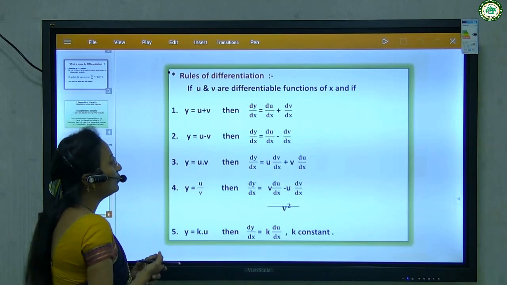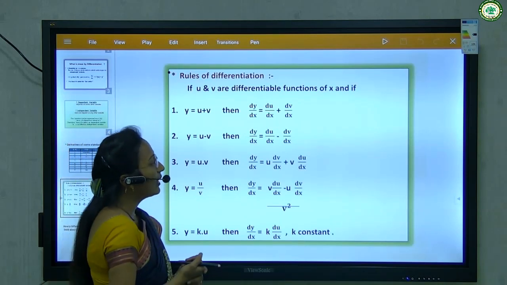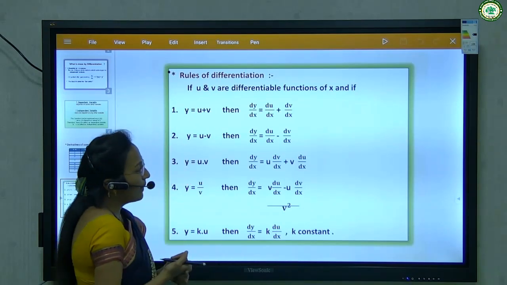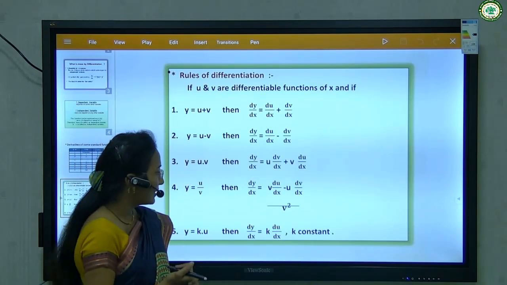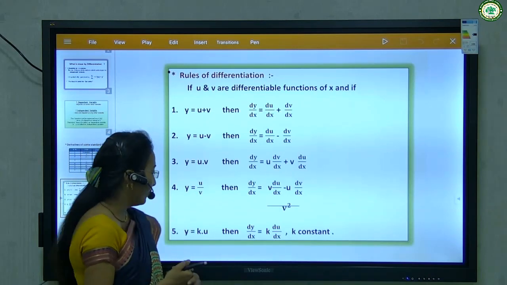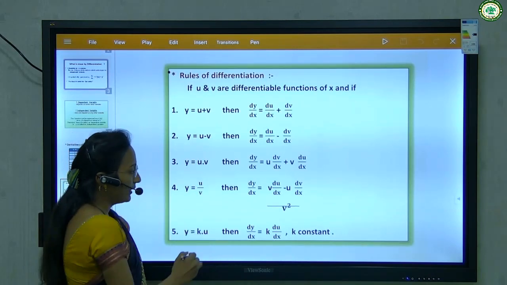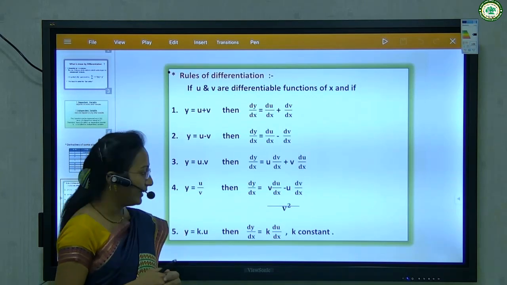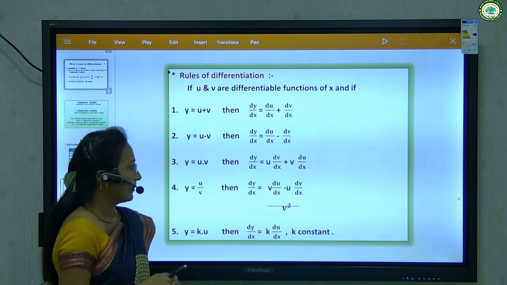Similarly, we have the fourth rule: y is equal to u by v, then dy upon dx is equal to v into du by dx minus u into dv by dx, upon v square. And the fifth rule is y is equal to k dot u, then dy upon dx is equal to k into du by dx, where k is a constant.